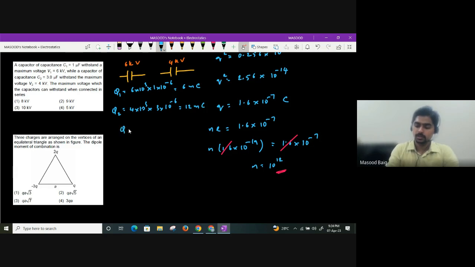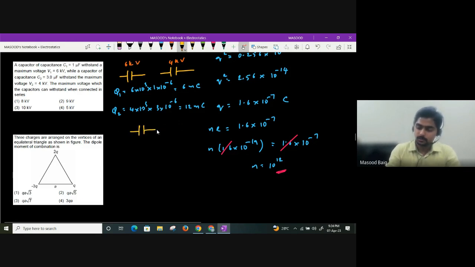So what is the total charge that they can bear if they are in series? Yes, conservation of charge is again applicable. You will get it as 18 millicoulomb. Now in series, what is the maximum voltage? Maximum charge they can store is 18 millicoulomb. So a capacitor of capacitance 1 microfarad withstands a maximum voltage of 6 kilovolt, so the maximum charge that C1 can store is 6 millicoulomb. And C2 can store how much? 12 millicoulomb.